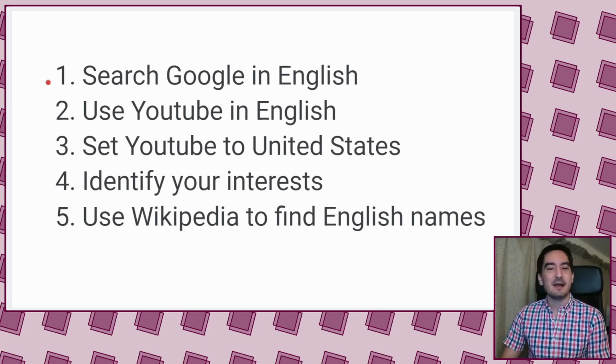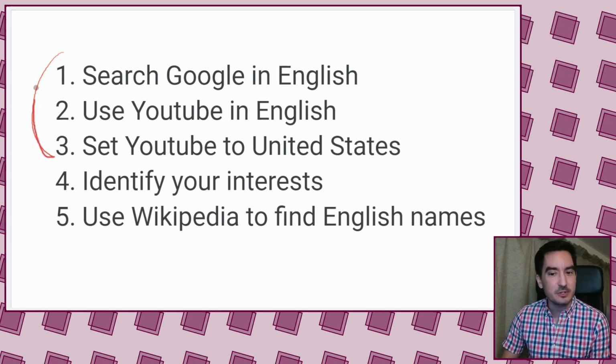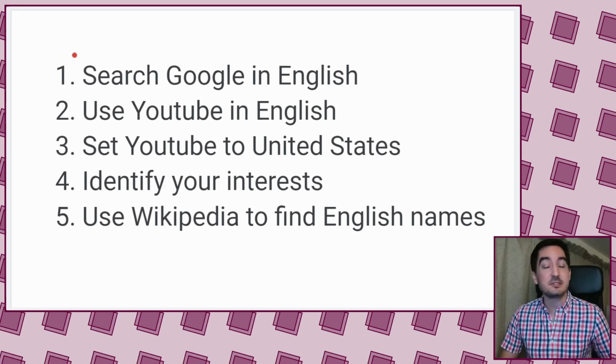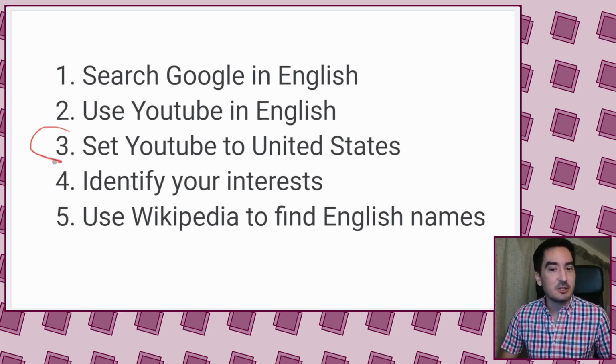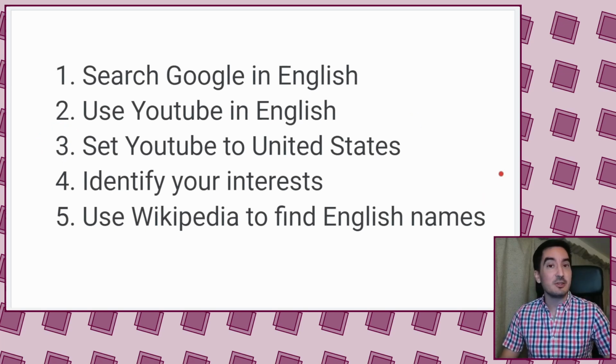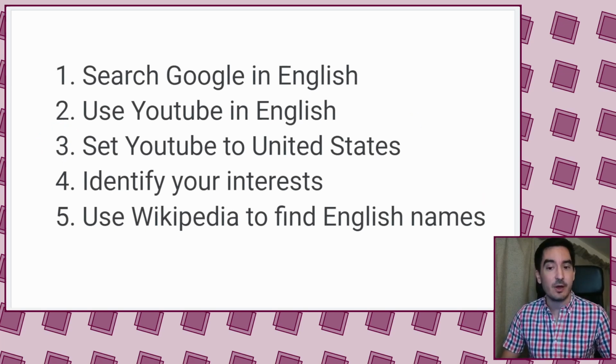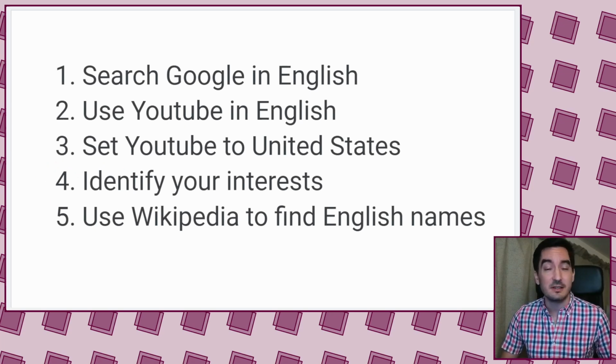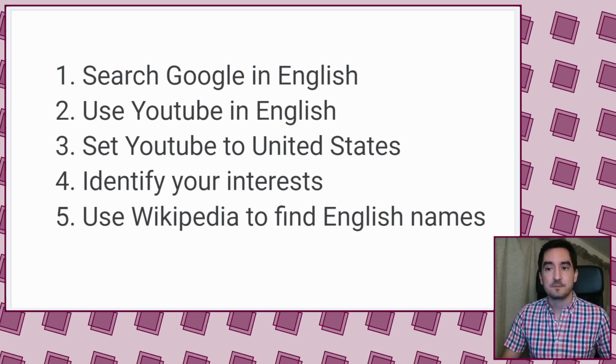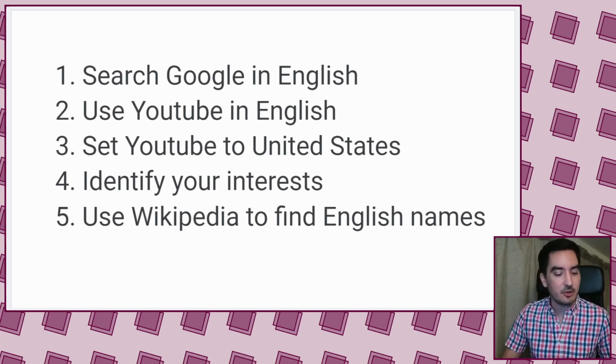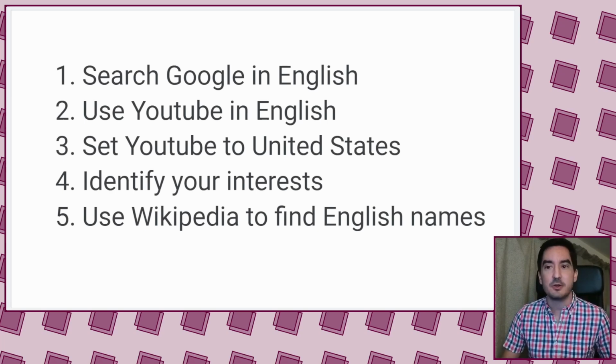So, back to what I was saying. So switch things into English. That's a strategy. Set YouTube to United States. So then you end up seeing what's popular in the US. And then identify your interests. Figure out what you actually care about, what you like. And then use Wikipedia to find English names of things. And that will help you if you're looking for things, if you're searching. Okay? So let's go piece by piece and look at some things that we can do.